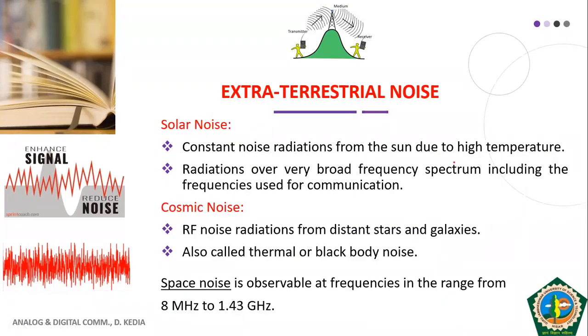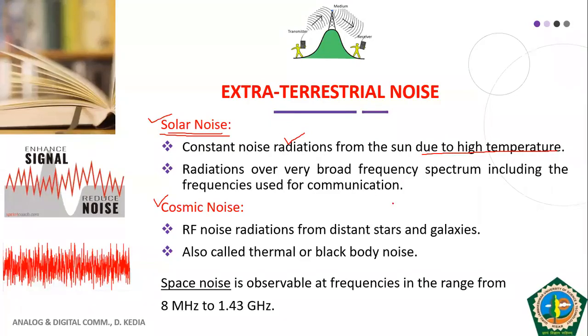Next is extraterrestrial noise. This extraterrestrial noise consists of two types of noise: one is solar noise and another is cosmic noise. We all know solar noise means the noise generated through the sun. And we all know that the sun is such a big source of energy which generates so many types of radiations. Our sun generates constant noise radiations due to its high temperature.